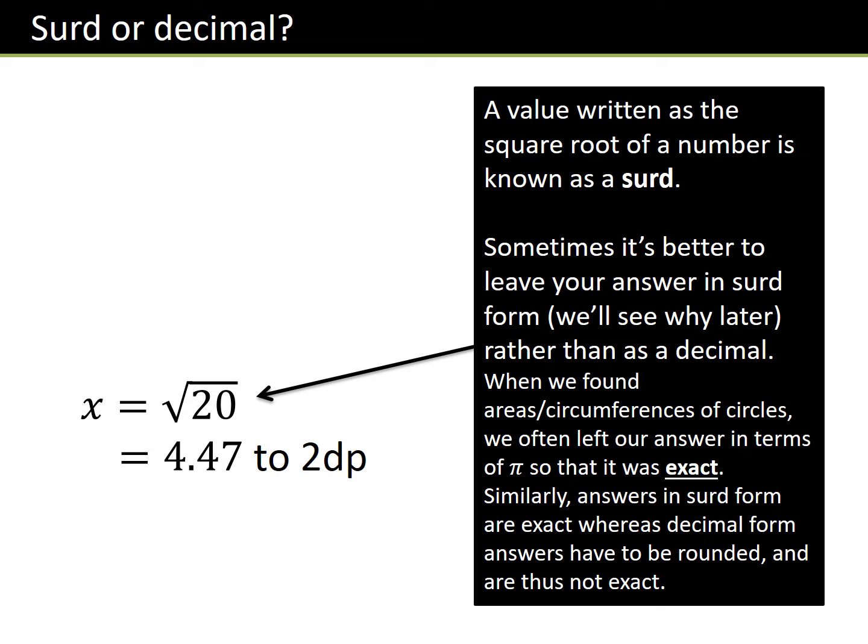So a value written as the square root of a number is known as a surd. Sometimes it's better to leave your answer in surd form rather than a decimal. And if you remember before, when we've done circles, we talked about exact form, which was in terms of pi. Well, surd form's the same idea, it's exact, whereas a decimal form has to have been rounded and thus is not exact.